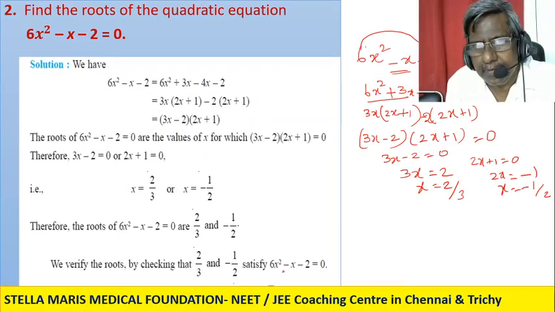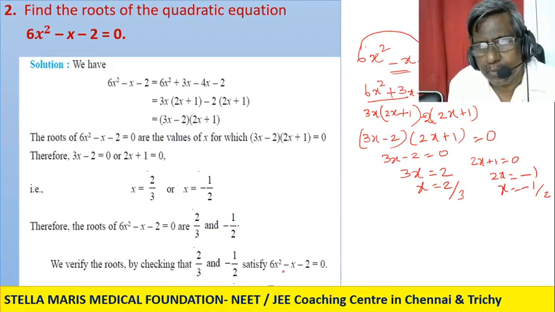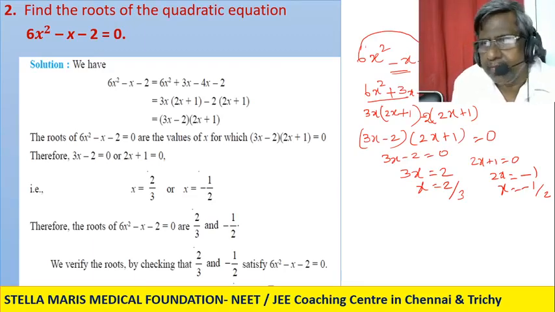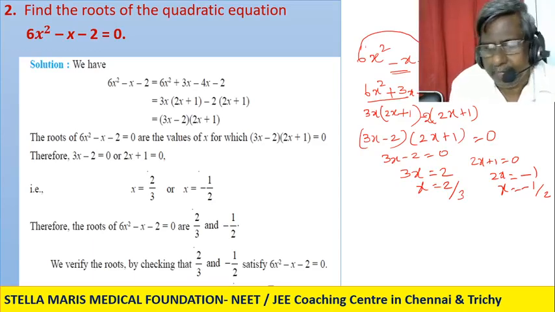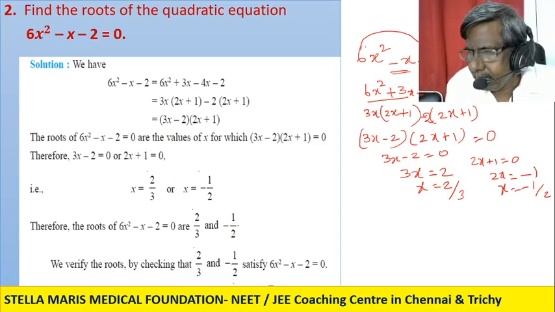See how it has worked out. If you substitute the values 2 by 3 and minus half, you will get 2. So both are the roots of the equation: x is equal to 2 by 3 and x is equal to minus 1 by 2. Clear?